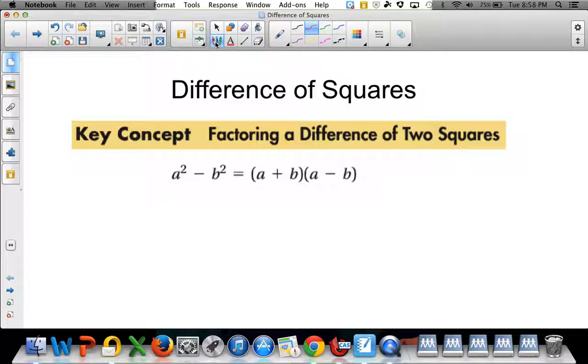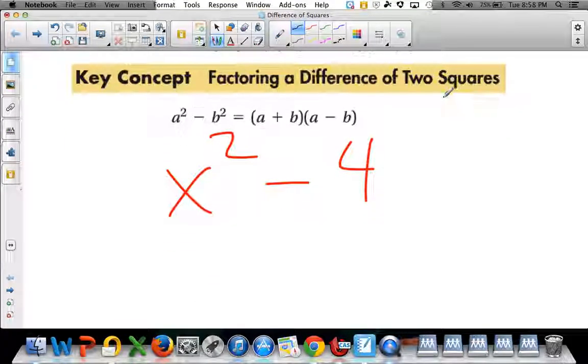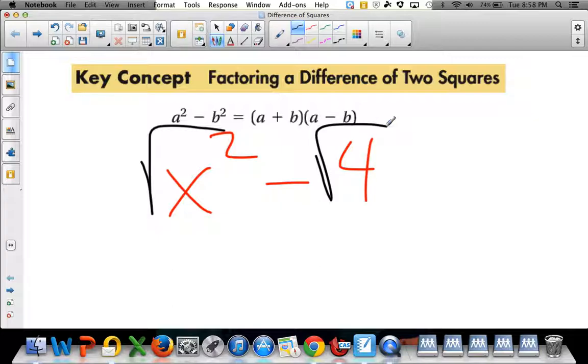So let's look at an example. We have x squared minus 4. We can see that x is squared, and we do know that 4 is a perfect square. If we were to take the square root of x squared and the square root of 4, we would get x, keeping the same sign, and 2. Put that in parentheses.